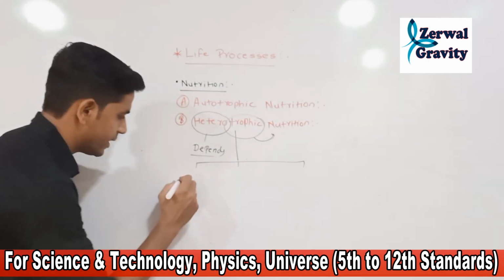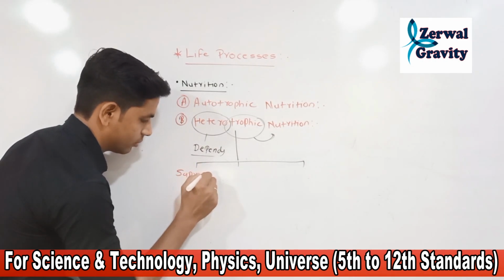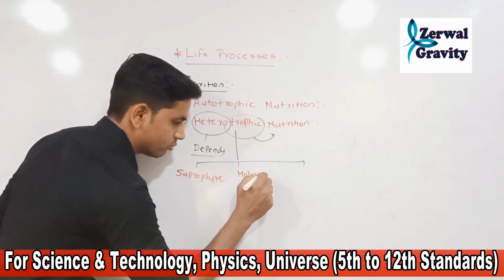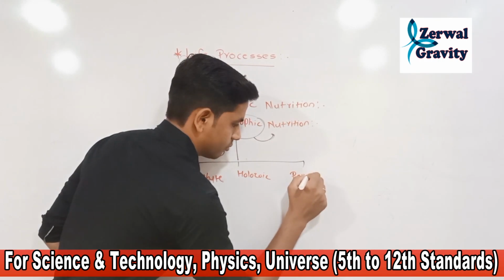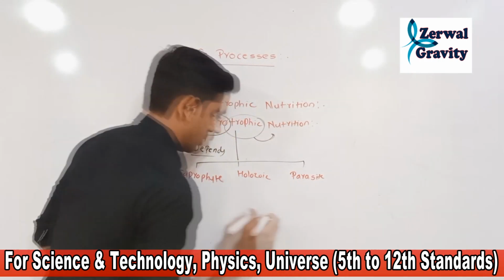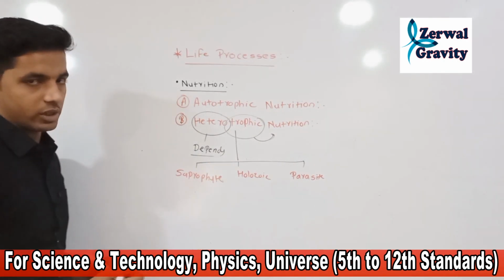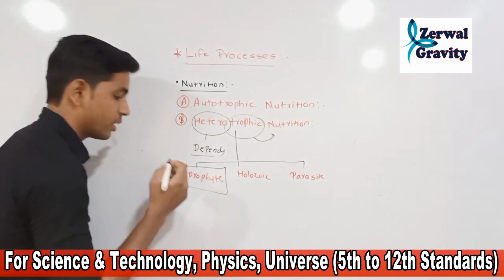So the first type is saprophytes, then holozoic, and third is parasite, or parasitic mode of nutrition. Saprophytic mode of nutrition, holozoic mode of nutrition, parasitic mode of nutrition. So first we will discuss saprophytes.